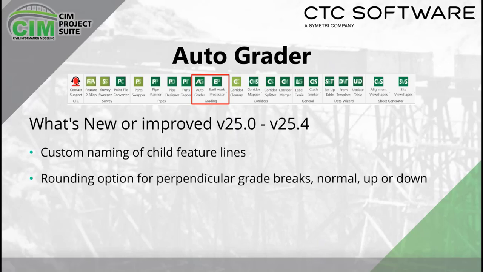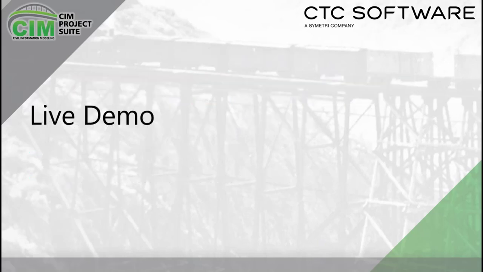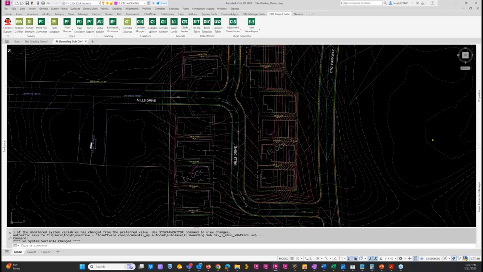And the newest thing for 25.4 is we added, by request, a rounding option for the perpendicular grade breaks. We have 3 ways of doing that, which we'll show you. It's normal, up, or down, depending on your needs. So with that, let's take a look at a drawing here and show you what we have.